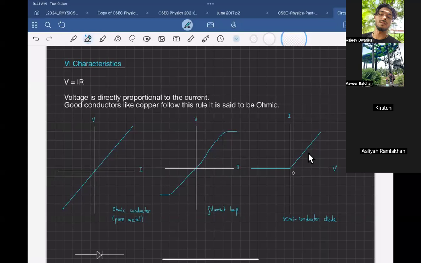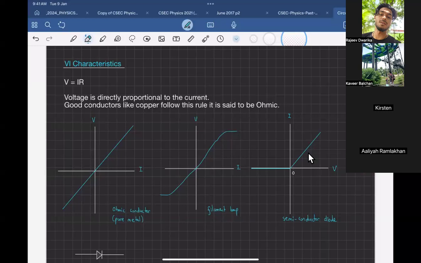Aliyah, do you think the filament lamp follows the rule V is equal to IR? The graph for the filament lamp, that's what it is. We need to label the graphs. So the first graph is for metal, the second graph is for a filament lamp, and the last graph is for a semiconductor diode. Do you think the filament lamp follows the rule V is equal to IR?